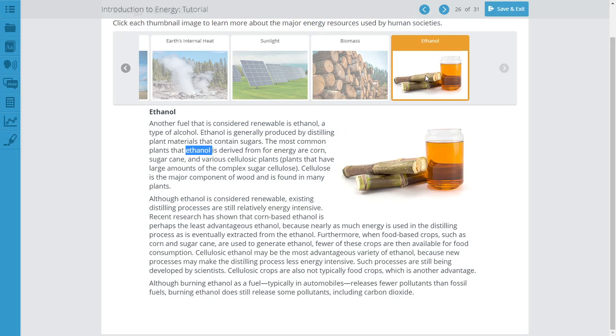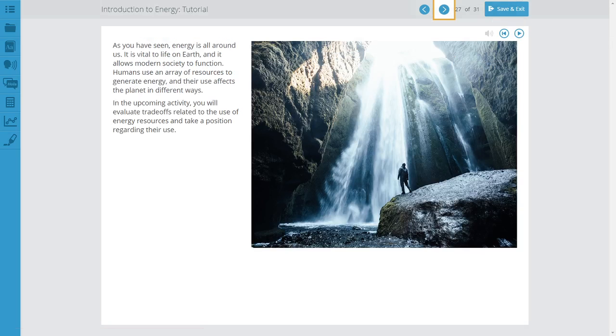I'd like for ethanol to work because it means we can farm our energy, and our farmers can grow. I'm a huge ag proponent, as you guys know, and our farmers could grow energy. And I love the idea of energy crops, but it takes a lot of energy to make this ethanol, so I don't know. And so that's all the forms of energy. That's all the types of energy that we can use. And as you've seen, energy is all around us. It's vital to life on Earth. It allows modern society to function. You need energy. All living things need energy.